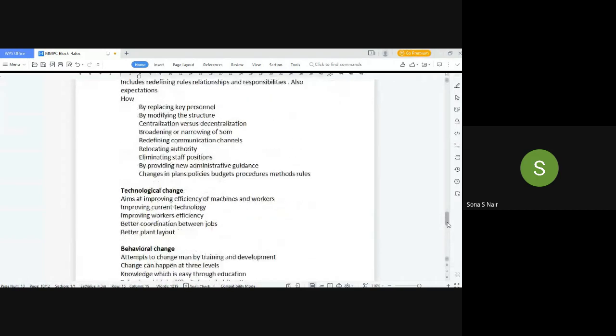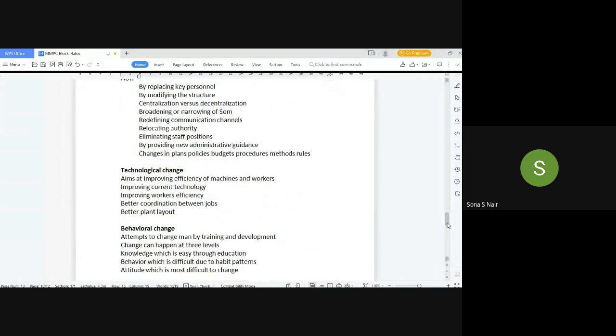dimension of change is technological change. A lot of organizations go through a phase where their technology becomes outdated. The television industry, the vehicle industry, the textile industry, the mobile industry, all industries have gone through this.